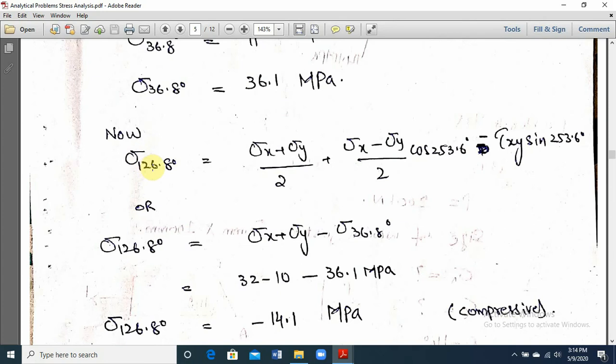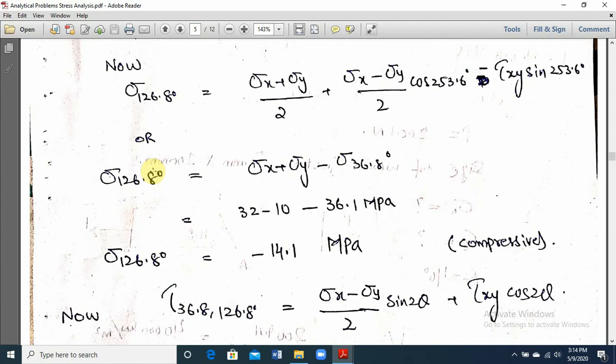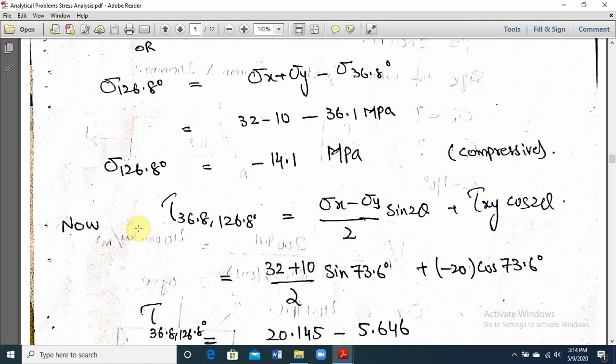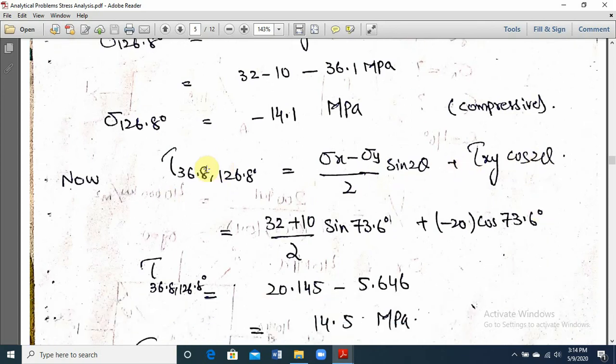If you put the value of theta as 126.8 degree, you will get the value of sigma at 126.8 degree, or else you can find it using this technique: sigma will be equal to sigma x plus sigma y minus sigma at 36.8 degree. Similarly, for shear stress, put the value of the angle in the shear stress formula, which is sigma x minus sigma y divided by 2 sin 2 theta plus tau xy cos 2 theta. Putting the value of theta as 36.8 degree, you will get the answer.